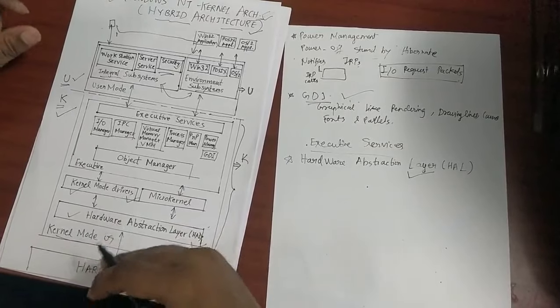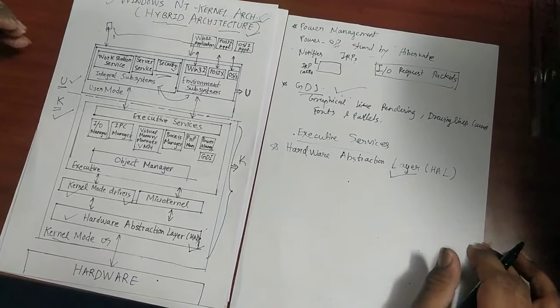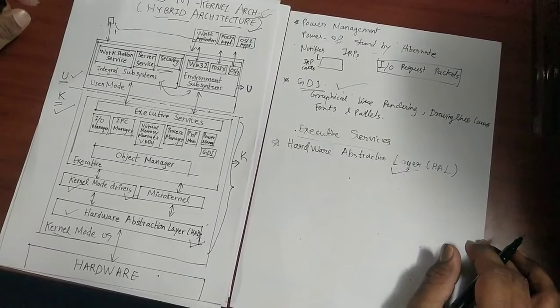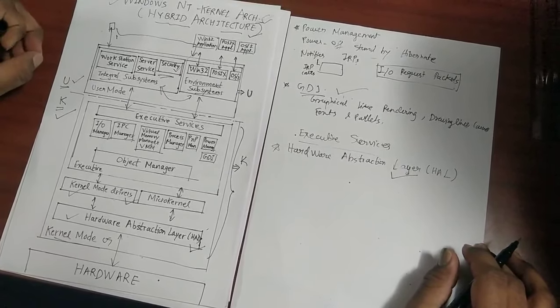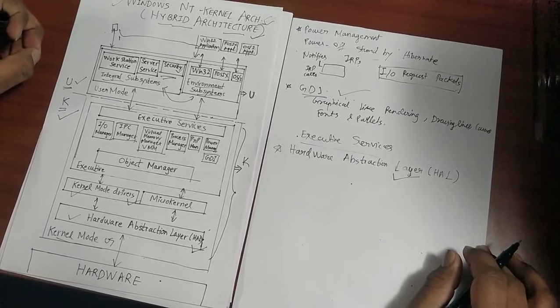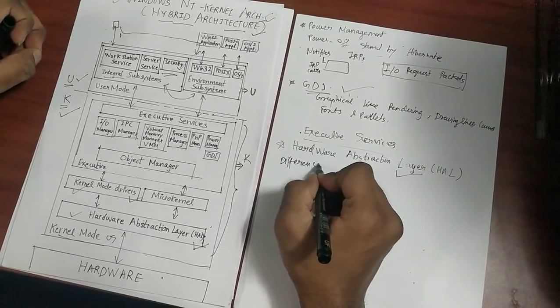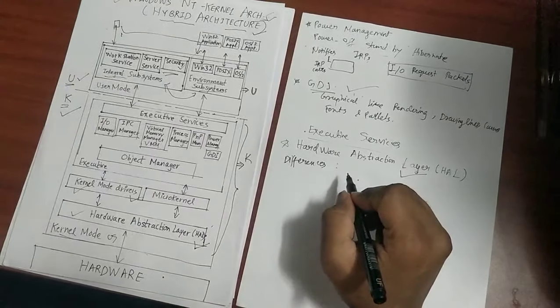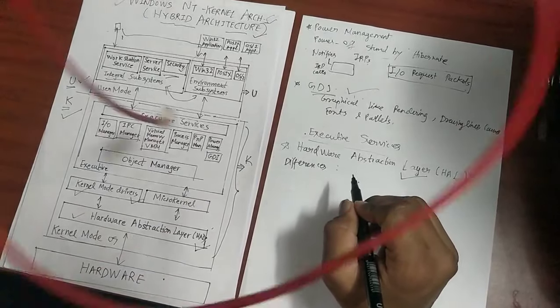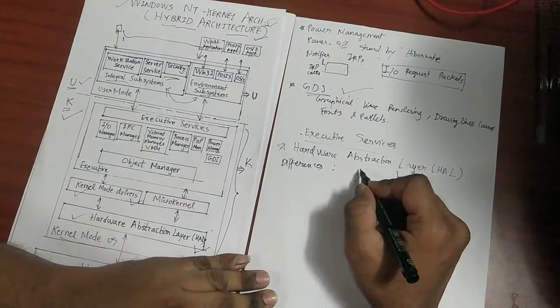This is the layer which is directly facing hardware. It was actually designed to hide differences in hardware and provide a consistent platform on which the kernel is run. Differences as in embedded systems, as we have seen, there are several hardwares, right?